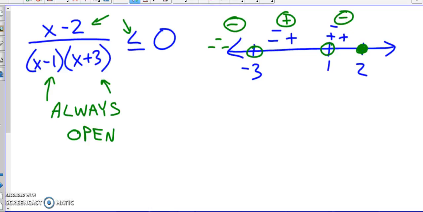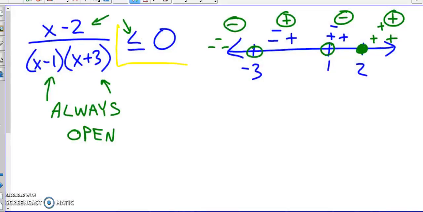And let's pick a point from the right. Say 5. 5 minus 2 is positive. 5 minus 1 is positive. 5 plus 3 is positive. Overall result is positive. Now, I want this to be less than or equal to 0, as indicated by this guy right here.